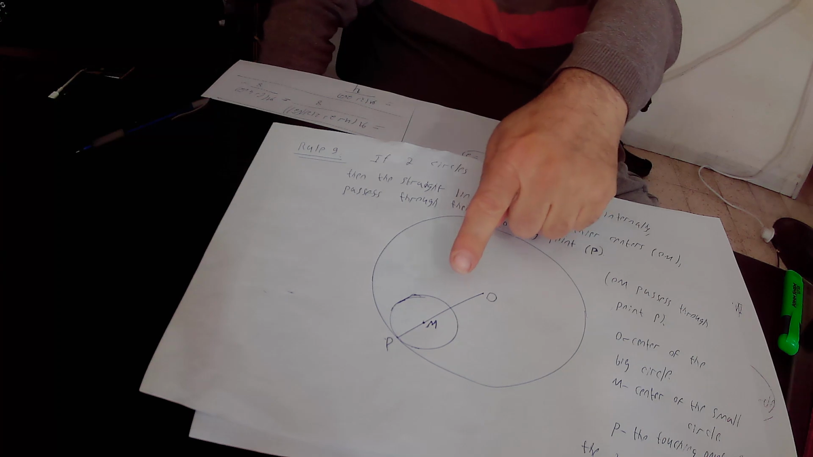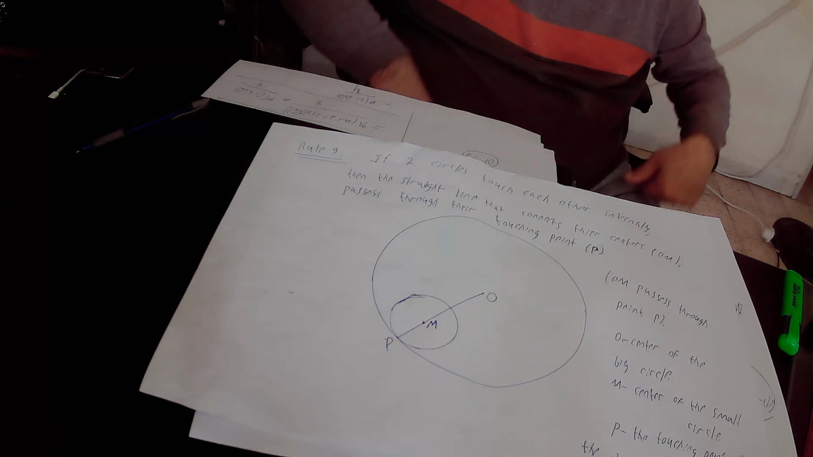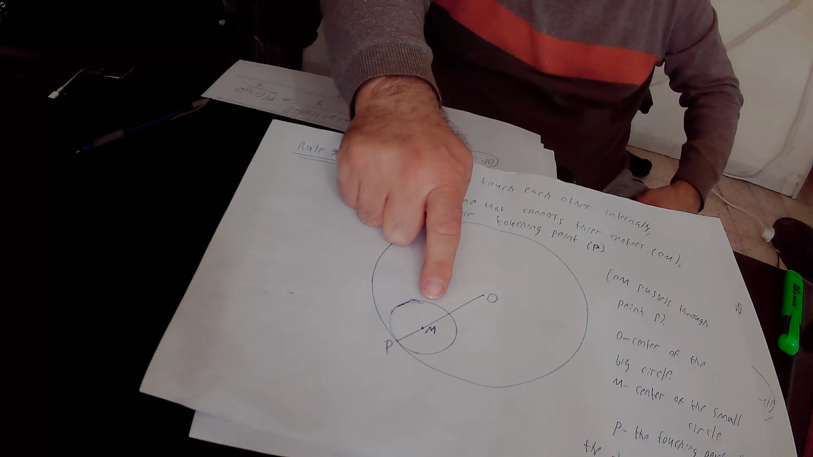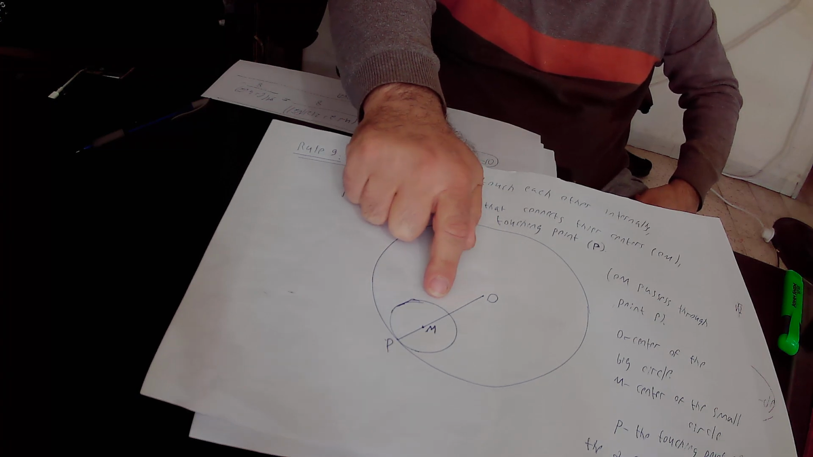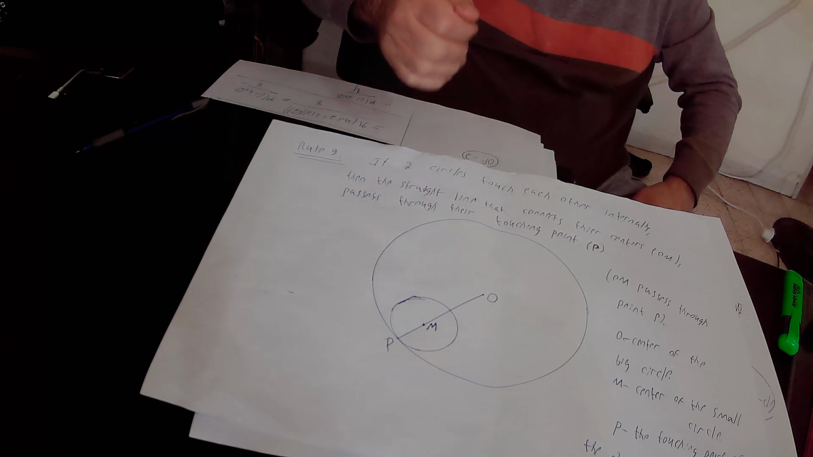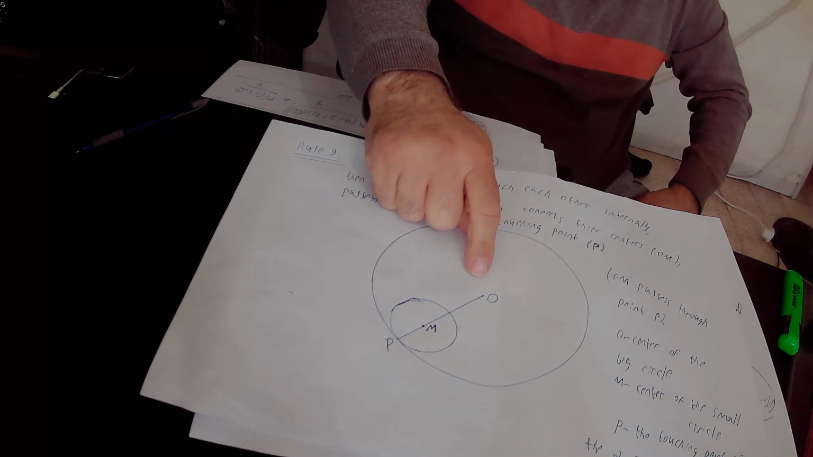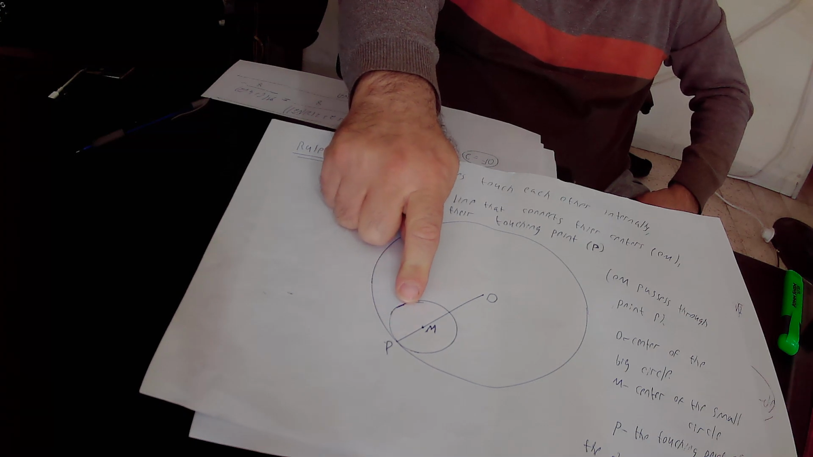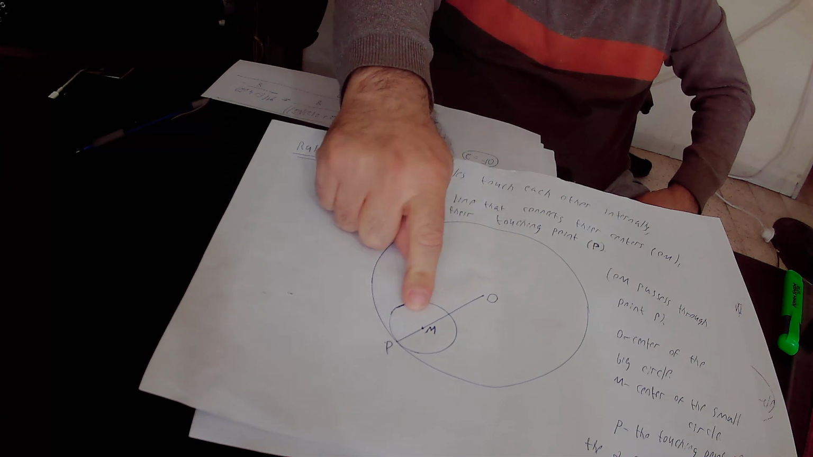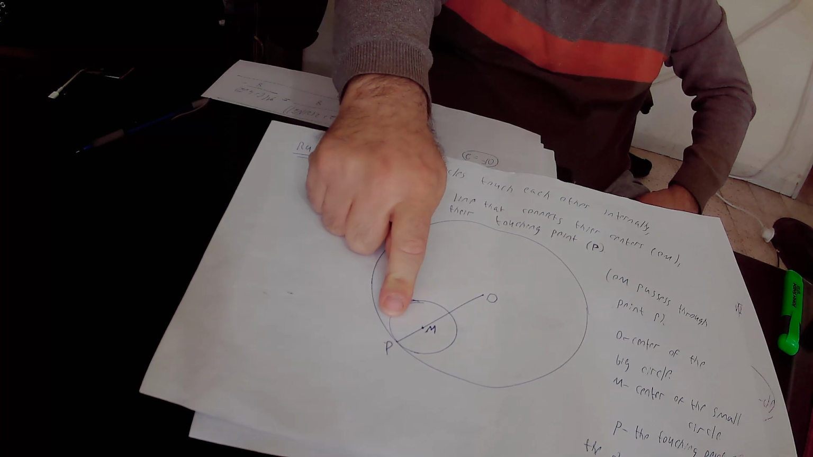Point O is the center of the big circle, point M is the center of the small circle, and line segment OM is a straight line that connects their centers together. According to rule 9, the straight line OM must pass through point P, that is their touching point. Or OMP is one straight line. Again, OMP is one straight line.